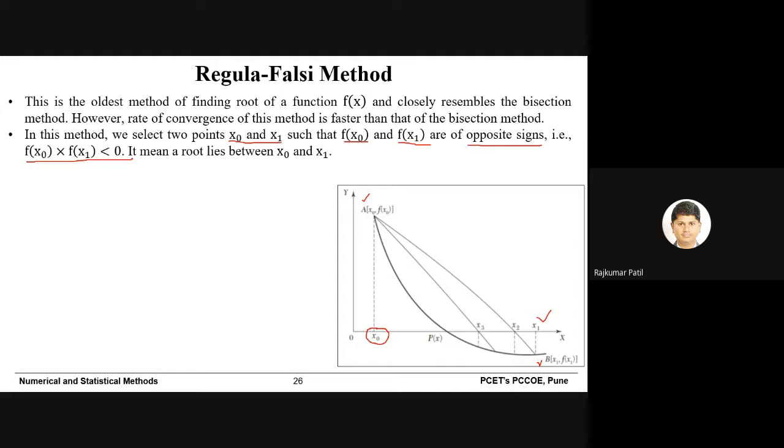So whenever the product of f of x0 and f of x1 is less than 0, we say that there is at least one root lying between points A and B, that is x0 and x1. In the figure you can see that for the given example there is a root between points A and B, or x0 and x1.